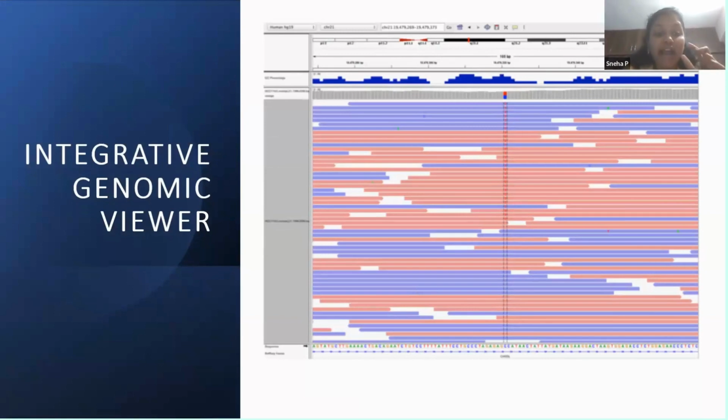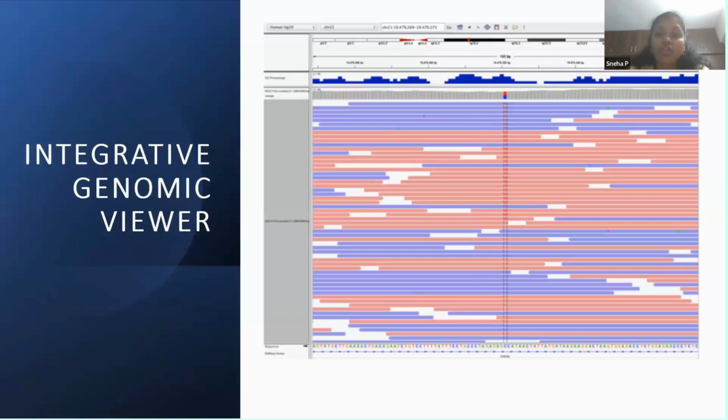So this is called IGV. Once we have said, yes, I have read about the variant and it is correlating with the disease condition, now I have to check. I told you the alleles, right? So those allele percentages are coming from this. The red and the blue ones you can see: the reds are the forward and the blue are the reverse reads of our DNA.